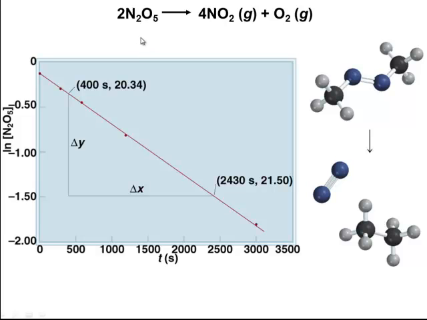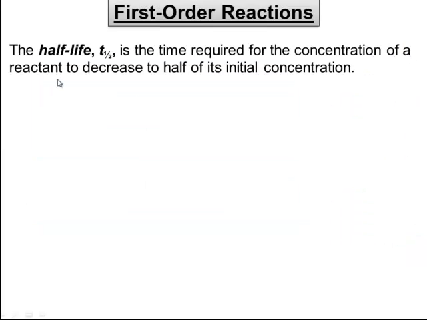A typical example of a first order reaction is out here: 2 N2O5 molecules reacting to form 4NO2 plus O2, and hence the graph for log of concentration of N2O5 versus time is a line with a negative slope. Obviously, from this slope we can determine the value of K. As we saw, the value of slope is negative of K, and therefore K will be equal to the negative of the slope. Now, what is half-life time of a reaction?